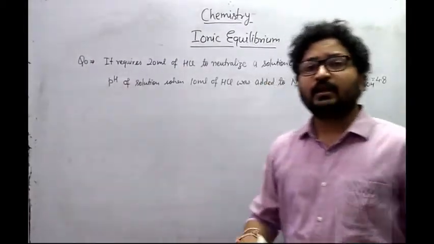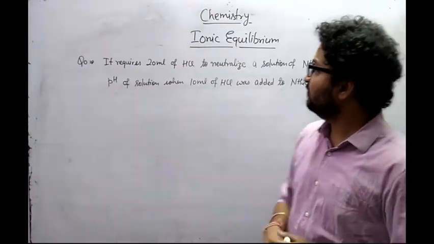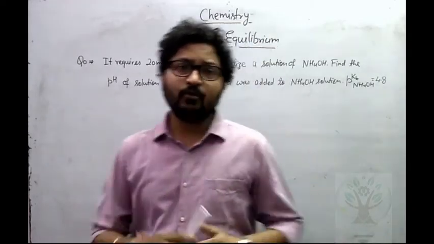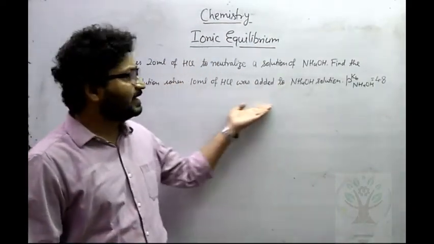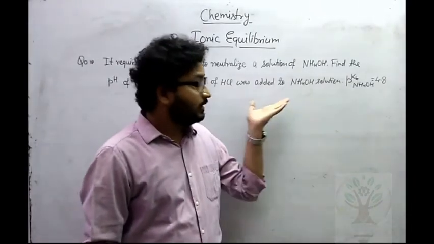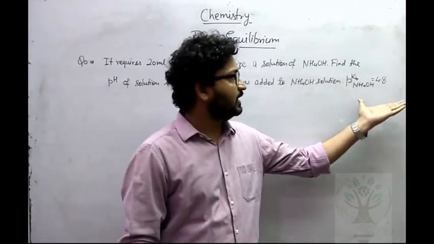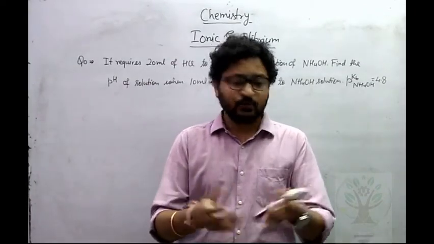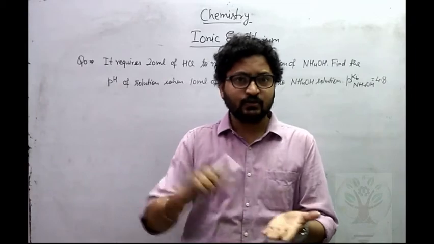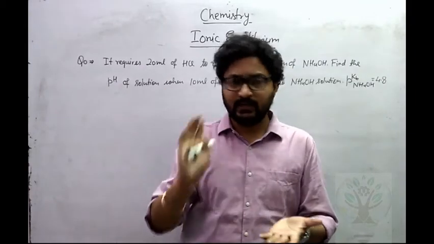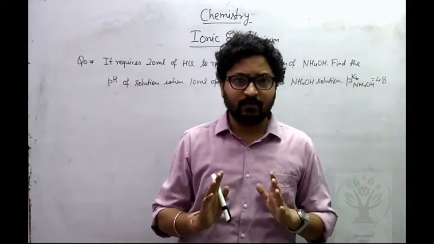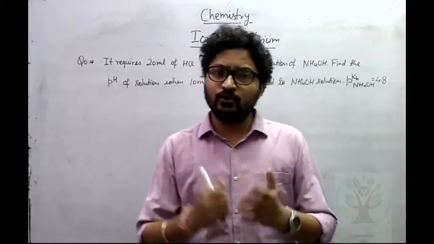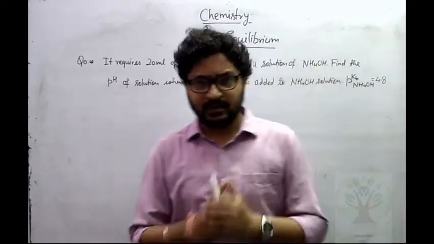Next question is, they are saying it requires 20 ml of HCl to neutralize a solution of NH4OH. Now, they are asking you the pH when you have added 10 ml of HCl in NH4OH. They have given pKb of NH4OH is 4.8. Okay, let me explain your question. Suppose you have an NH4OH solution, you want to neutralize it. So how much ml volume of HCl is required? 20 ml. Now they are saying I am not adding 20 ml, I am just adding 10 ml into that.